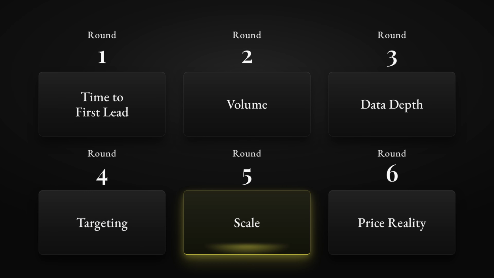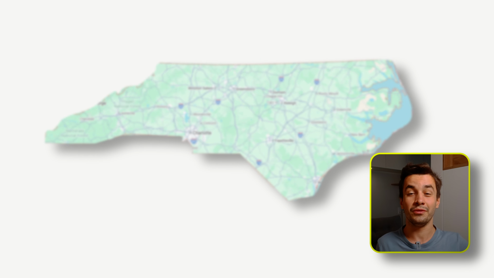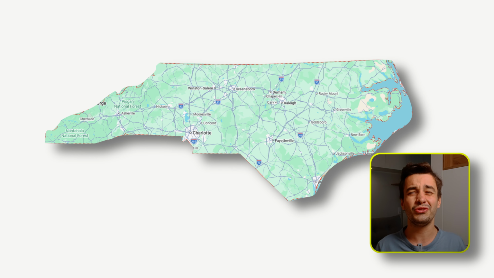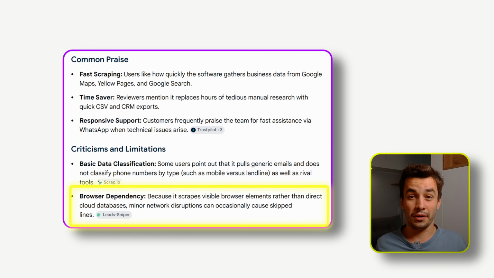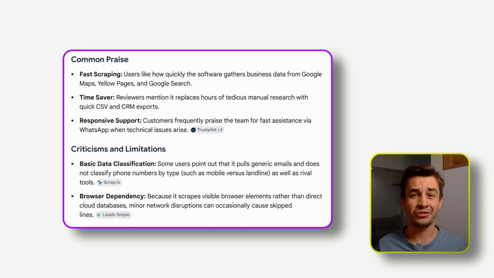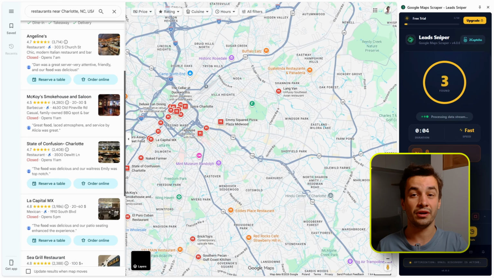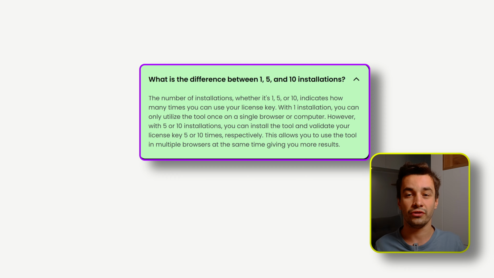The round number 5 is scale. Can you extract data at a larger scale? Say, an entire state. All of North Carolina with a browser extension means hundreds of different queries. One open tab. Let's not even talk about local scraping glitches. If your Wi-Fi drops, even for a moment, so does your scraper. And you have no choice but to start all over again. Their own solution to scale is to buy more licenses. I reasonably assume that most of us don't have free laptops at home. It hardly seems like a plausible solution.